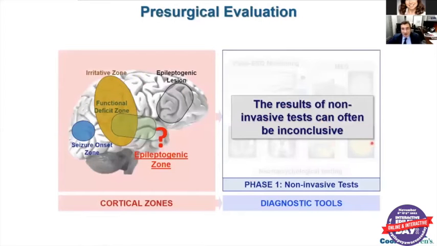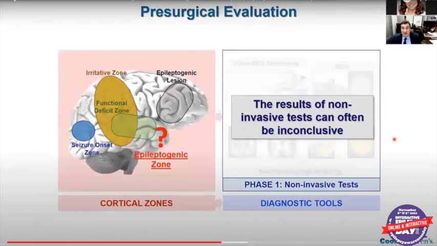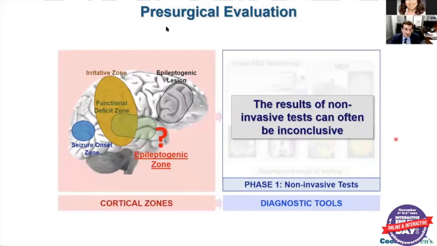The problem with the non-invasive test is that, in several cases, the results of this test are either inconclusive or they are non-concordant. So this means that, for example, the EEG can show you one area of the brain, the MEG can show you another area of the brain, and the structural abnormality with the MRI can be in a totally other area. So in these cases, the epileptologists don't know exactly what to do. And in these cases, the children go to what's called phase 2.